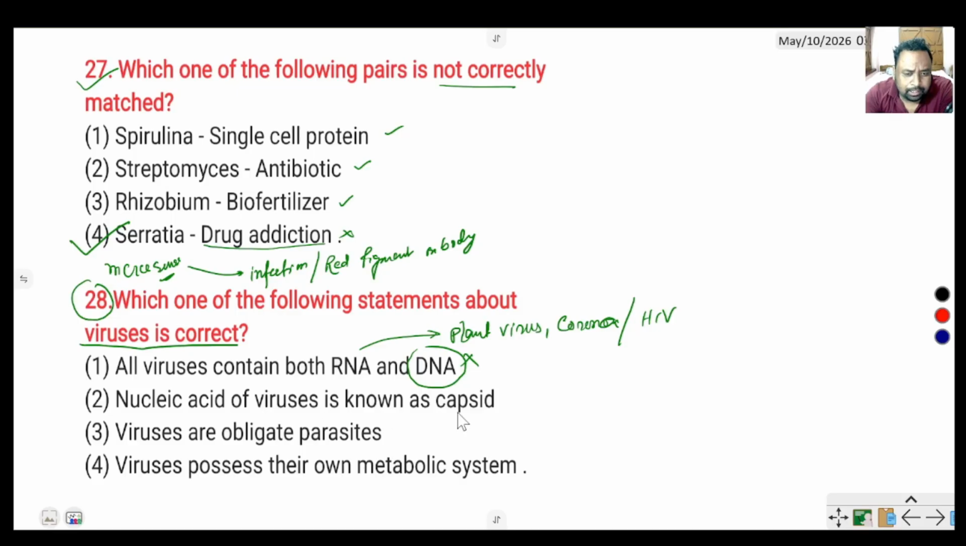Nucleic acid of viruses is known as capsid. Now capsid is the outer covering of the virus. This is the nucleic acid and this is the capsid. So this is also wrong. Viruses are obligate parasites. Definitely this is the correct option. Outside the body viruses are dead, but inside the body they are living and they completely depend on the host. That is called an obligate parasite. Viruses possess their own metabolic system? Viruses have no metabolic system, so they completely depend on the host. This is also a wrong option.